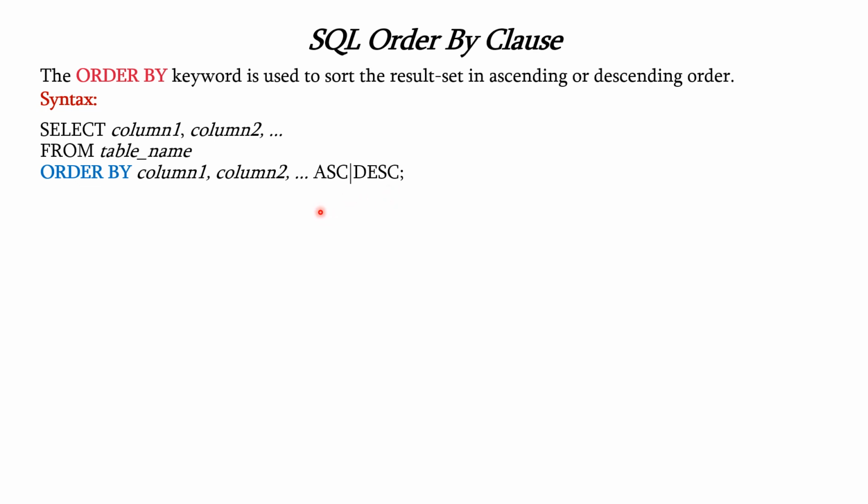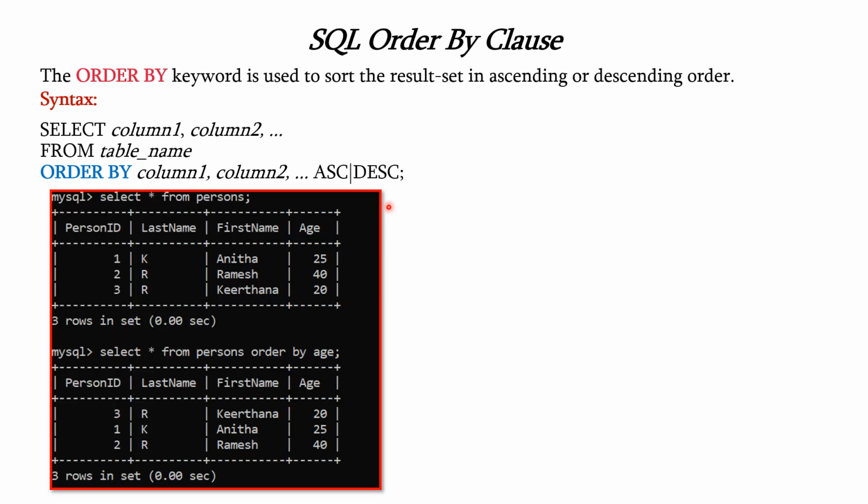ASC is to sort the values in ascending order. DESC is to sort the values in descending order. By default, whenever the order by clause is used, it is automatically sorted in ascending order. So there is no need to explicitly use the ASC keyword, but the DESC keyword is mandatory to sort the values in descending order. Let us see the example for both ascending and descending order.